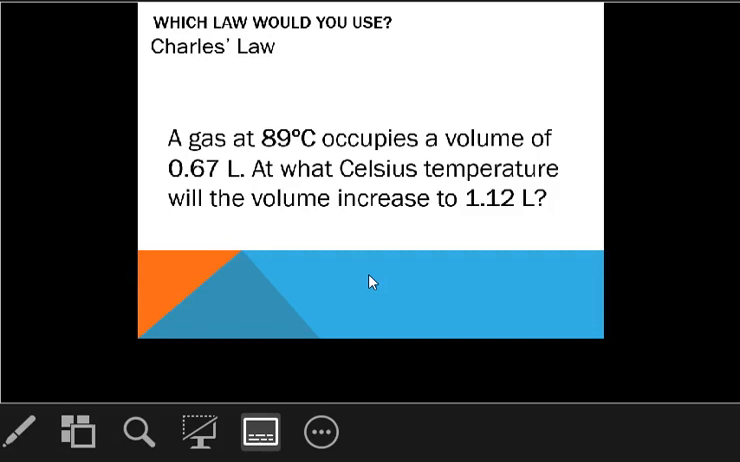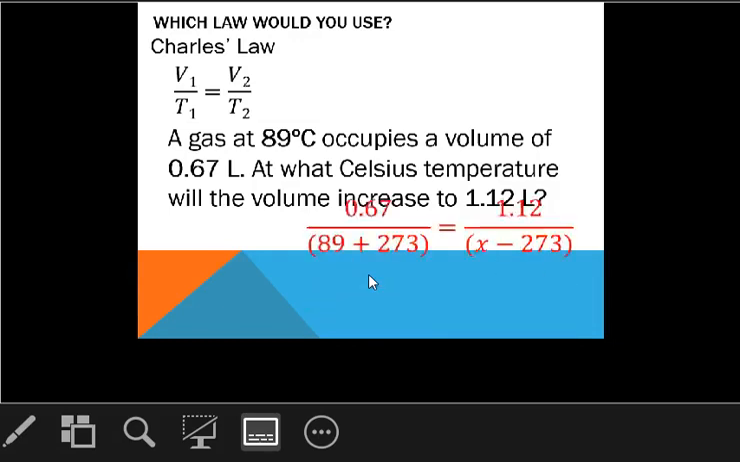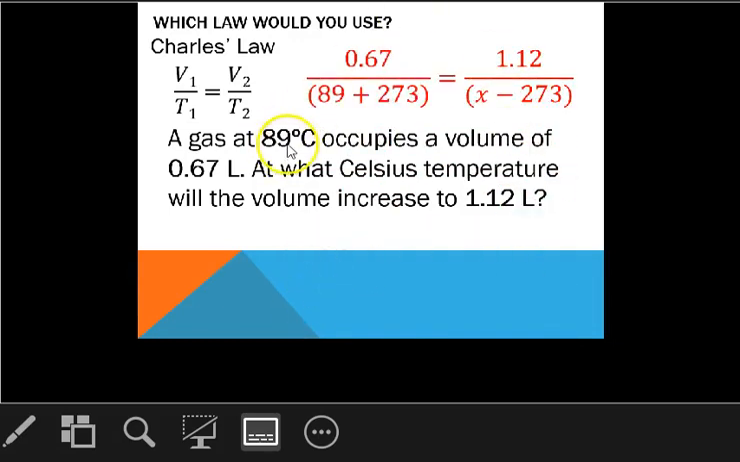Okay, so this is Charles's law. It's V over T equals V over T because you have a temperature and a volume. And they're asking you, at what temperature will the volume be 1.12? So you'll notice I've showed you here, don't forget, on the bottom of this, you need to take that 89 and add the 273. And when you solve for x, don't forget, because you're solving for temperature, you need to take away 273 at the end.